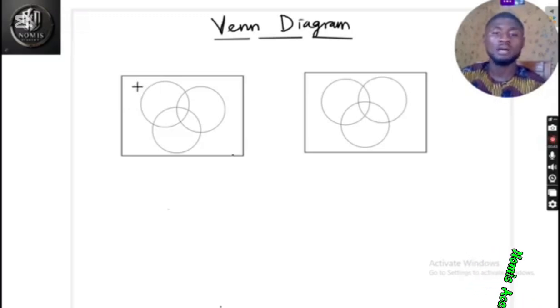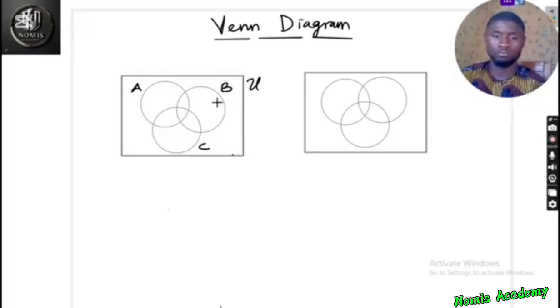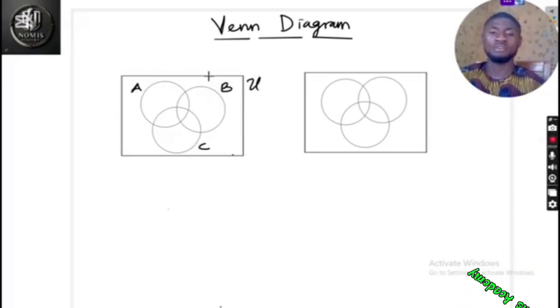So how do we interpret a few of those set notations using a Venn diagram? Let's take this as set A, this is our set B, and this is set C. Remember that set A, set B, and set C are subsets of the universal set. So we have the universal set here. The idea of the universal set in a Venn diagram is that we have set A, set B, set C, and their elements, and within them we may have intersection or union.